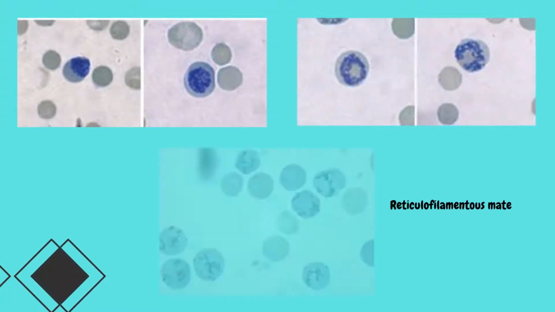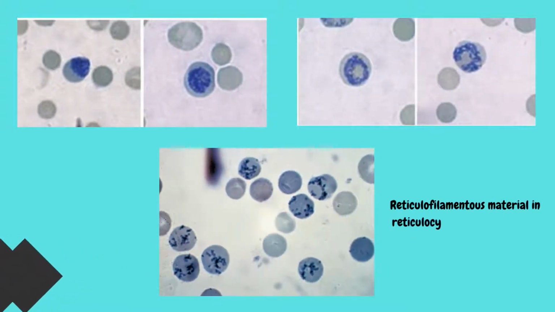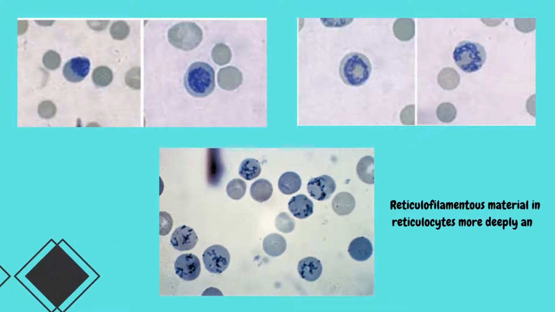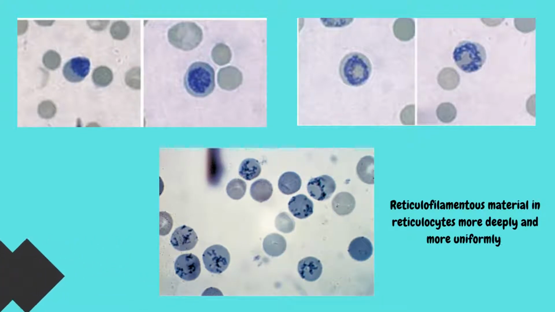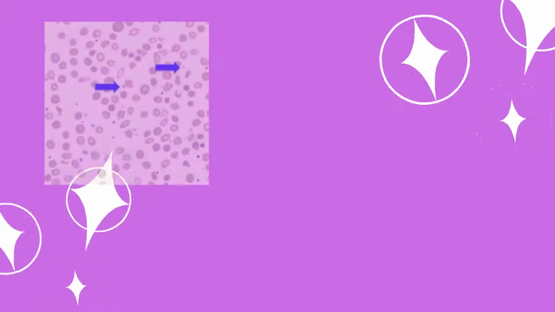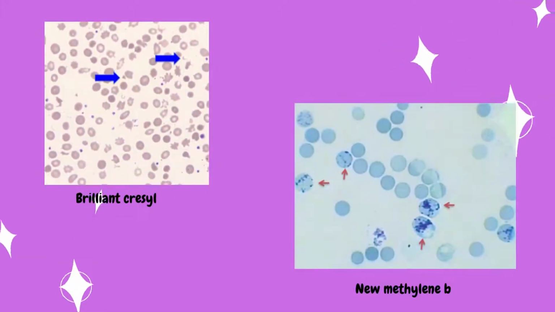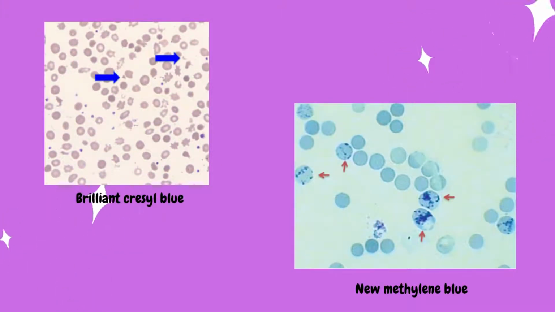New methylene blue stains the reticulofilamentous material in reticulocytes more deeply and more uniformly than does brilliant crystal blue. Better and more reliable results are obtained with new methylene blue.